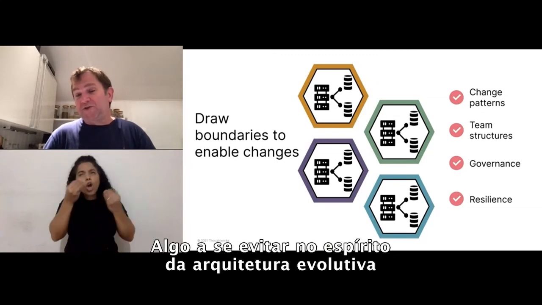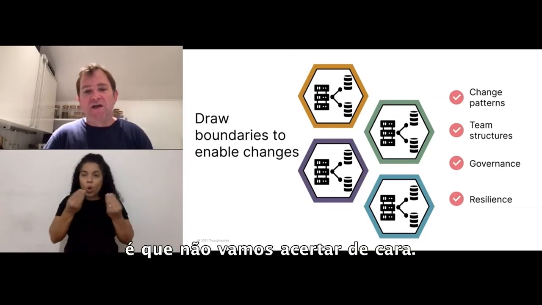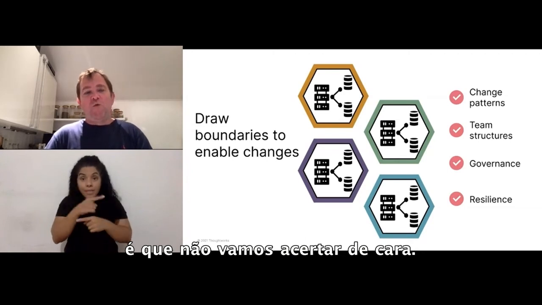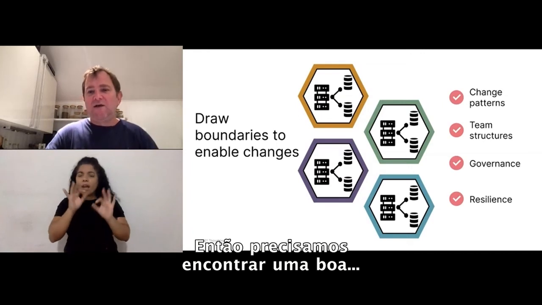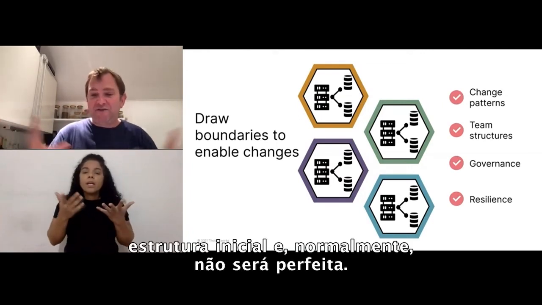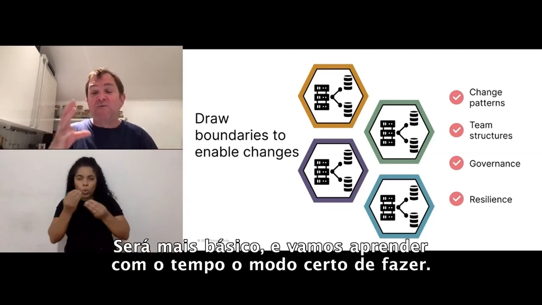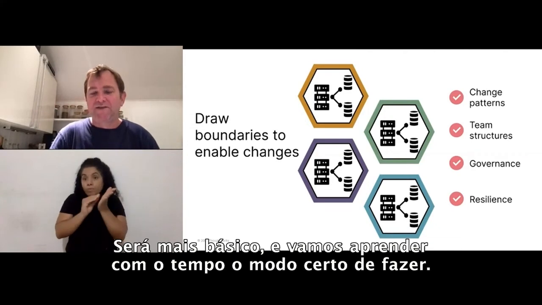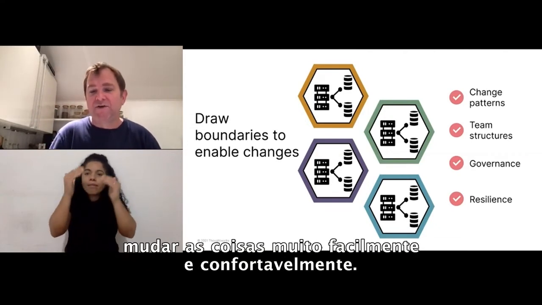All right, so one of the things to caution against, in that spirit of evolutionary architecture, is that we won't get this right at first. So we need to find a good initial structure for this. And typically it will be not too fine-grained. It'll be more basic, and then we'll learn over time the right ways to break things up. And we need to have the systems and practices in place to be able to make those changes very easily and comfortably.